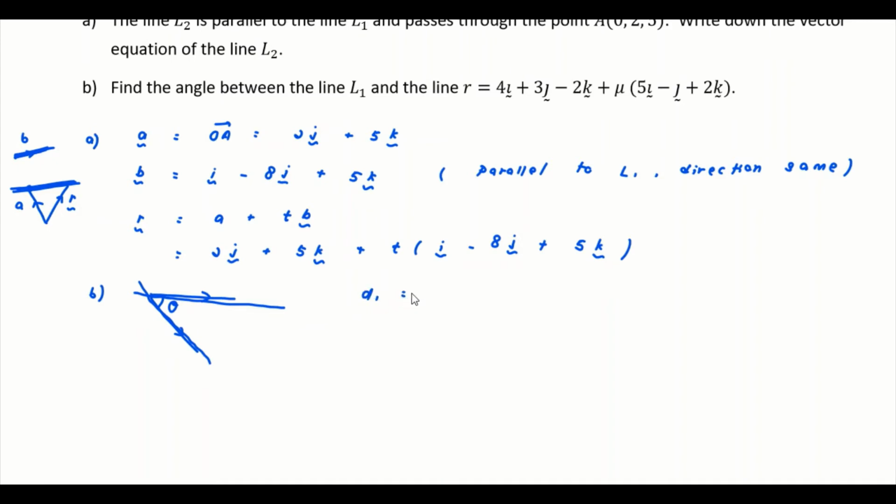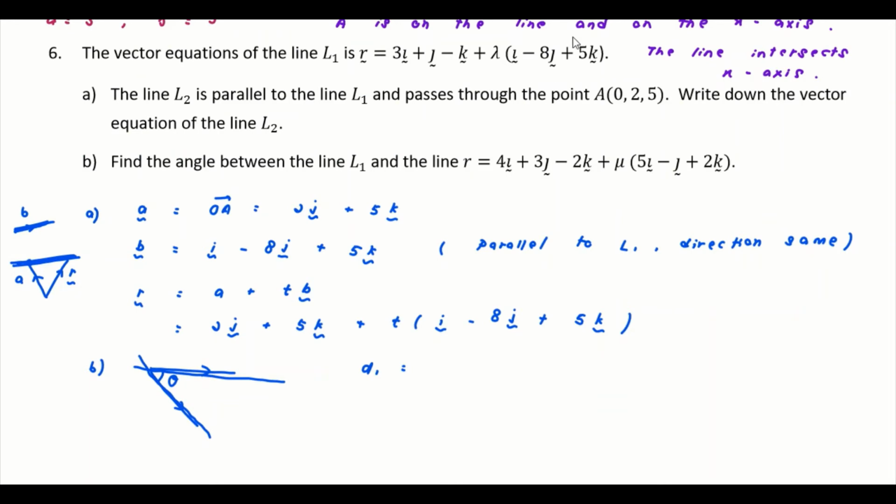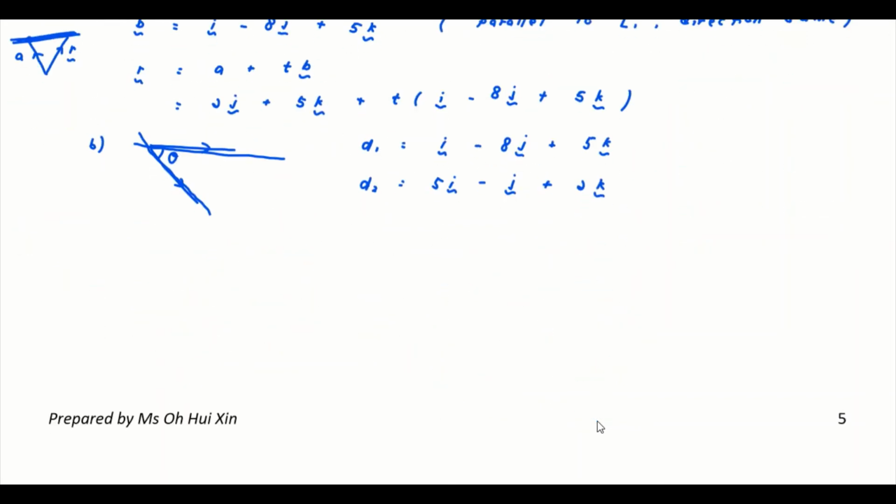The first direction will be equal to the direction for L1. From the line L1, from this vector direction, I can get the direction vector here. So we use D1, and it will be equal to i minus 8j plus 5k. Then the second one we get from here: my D2, the direction of the second line, will be equal to the line that is parallel to it, so from this position vector, 5i minus j plus 2k. This is the vector that I'm going to use for my scalar product to get my angle. Same thing, let's start with the magnitude first.